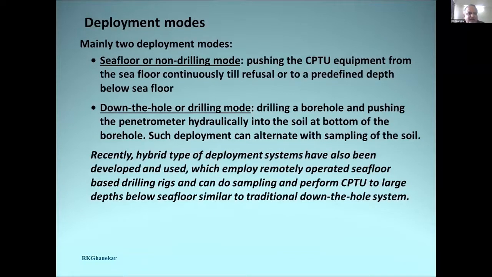Very recently, hybrid types of deployment systems have also been developed and used, which employ remotely operated seafloor-based drilling rigs and can do sampling and perform CPTU to large depths below seafloor, similar to traditional down-the-hole systems.